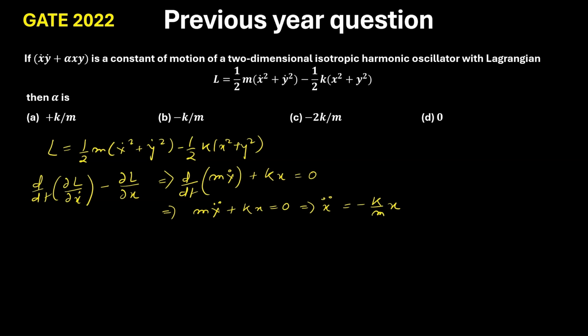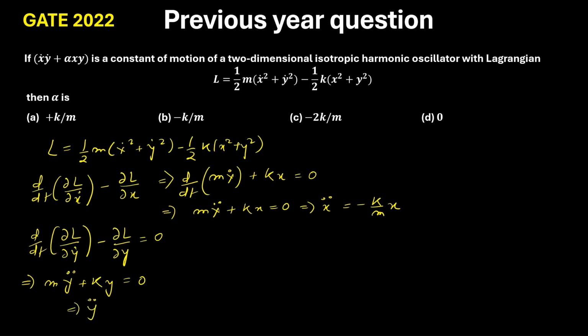Now let's do it for y. So for y, this will be the equation of motion, and this will be equal to 0. If I differentiate, I'll get m y double dot plus ky is equal to 0. So y double dot is equal to minus k by m into y. These are the two equations of motion. Now let us come back to the term which is the constant of motion.